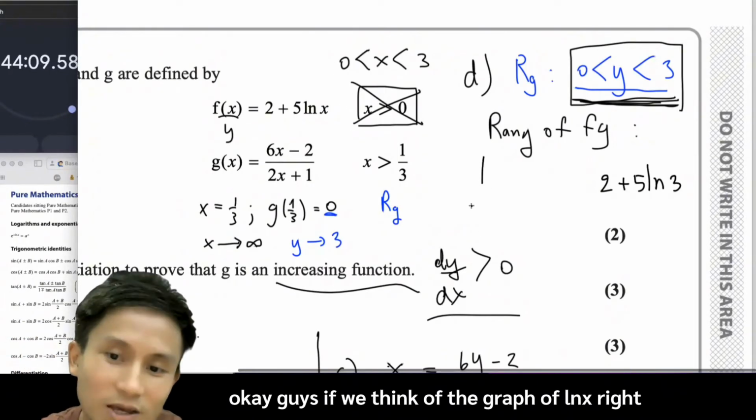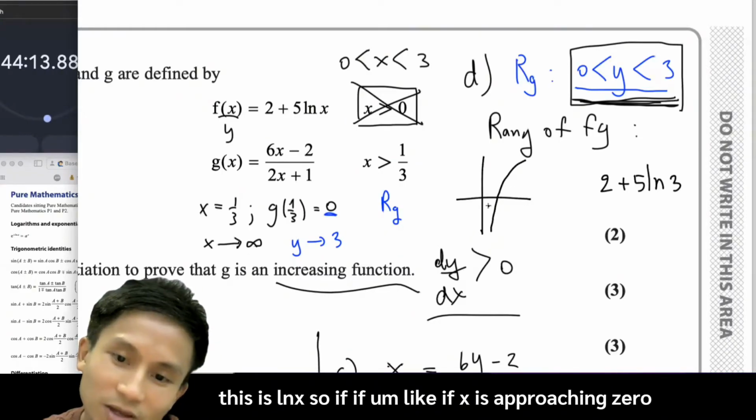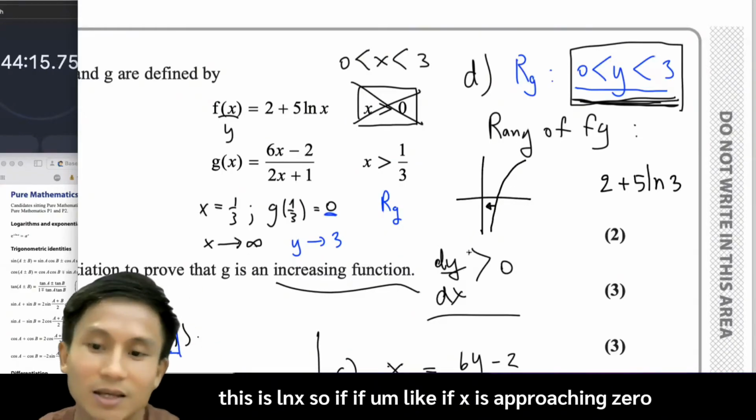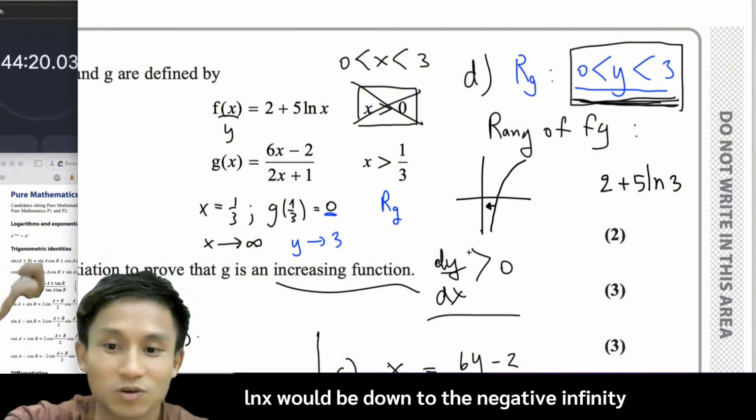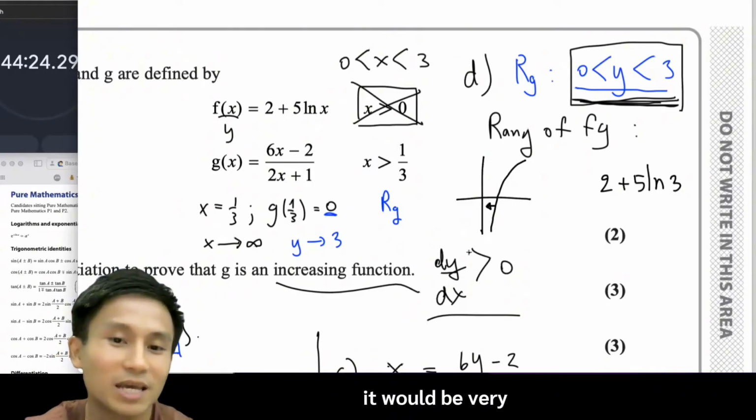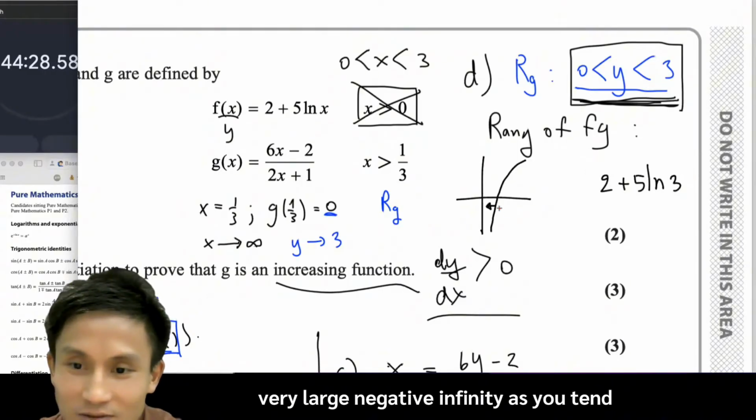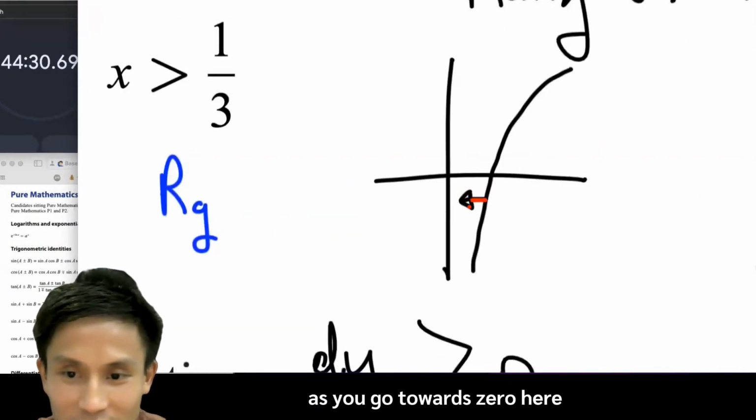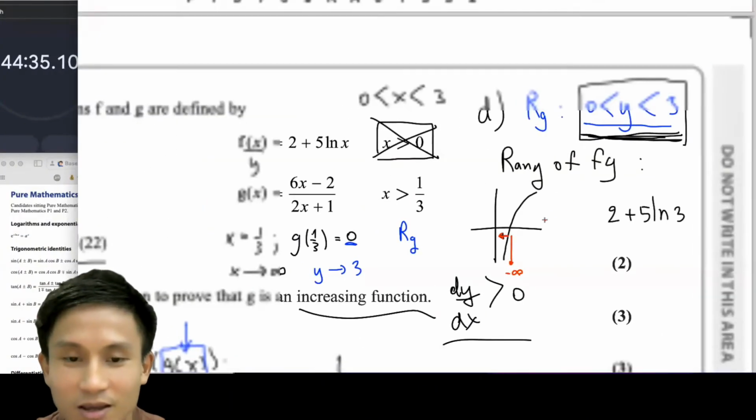Okay, guys, if we think of the graph of ln x, right? This is ln x. So if x is approaching 0, ln x would go down to negative infinity. It would be a very, very large negative value. As you go towards 0 here, you're going to keep going down. And that is a very large negative value.